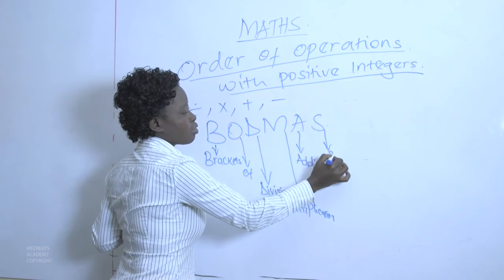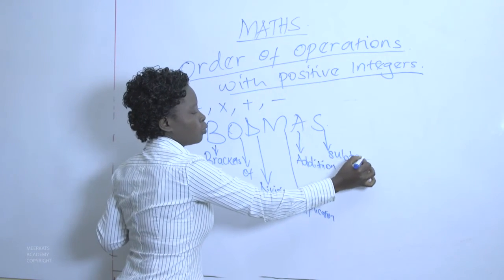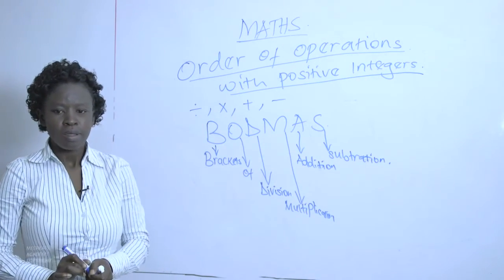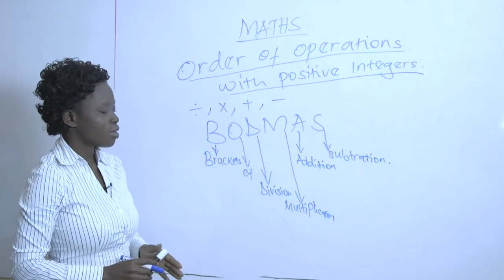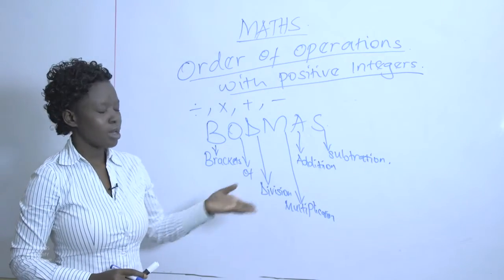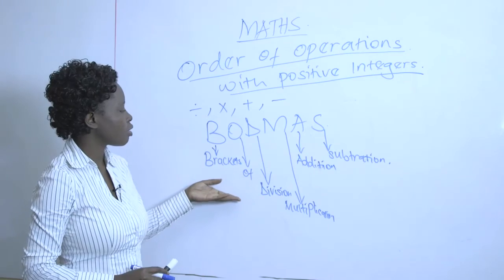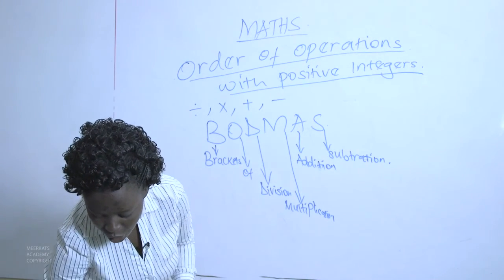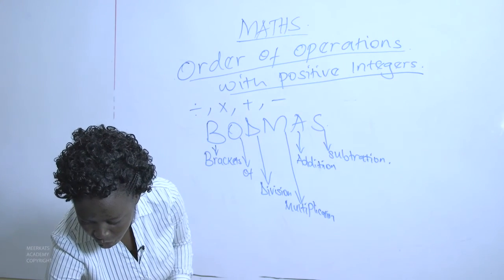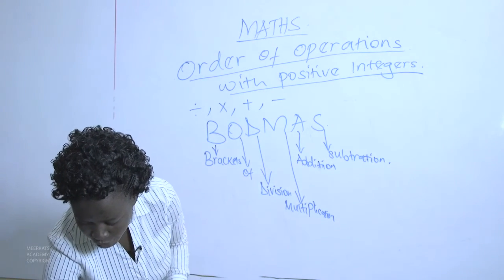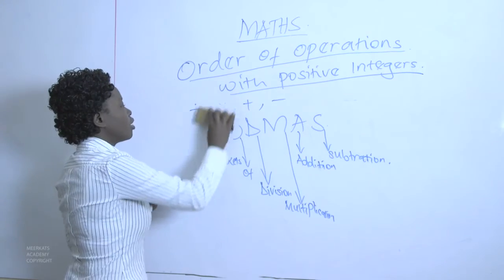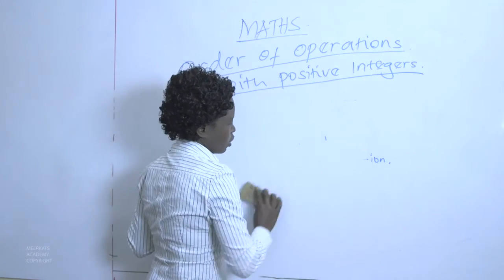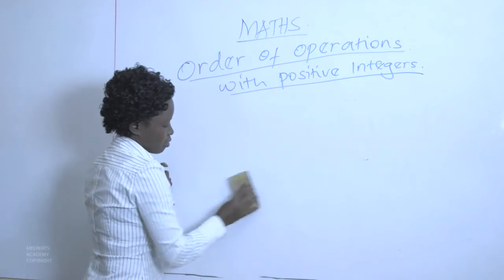And finally, subtraction. So this is the order in which we work out the operations in case more than one operation appears in a question. So we just look at a few examples that involve more than one operation in a sum.